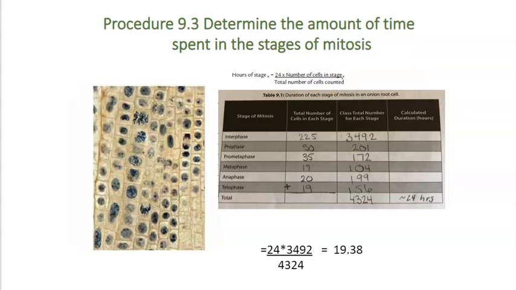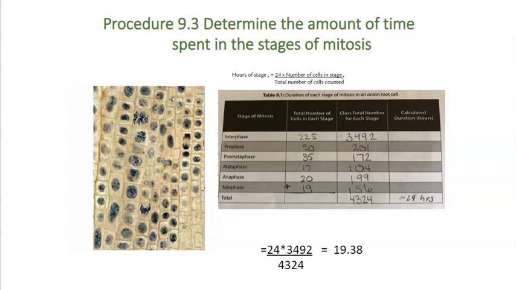Procedure 9.3 is going to have students determine the amount of time spent in each stage during cell division. The length of the cell cycle is going to vary depending on the type of cell. Different cells have different cell cycles; they don't all last exactly the same amount of time. Some cells, such as the cells that make up your skin, go through the cell cycle often. Other cells, such as I mentioned earlier, your neurons, are amitotic. They don't divide at all once you reach maturity.